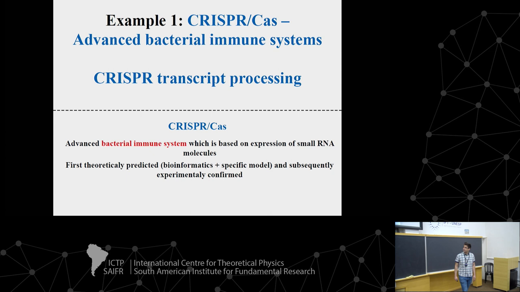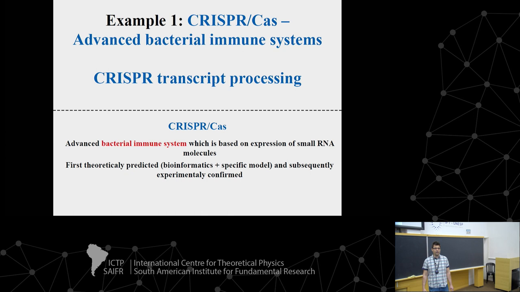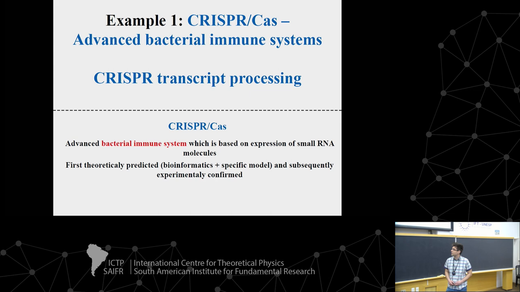Okay. So in other words, CRISPR-Cas is an advanced bacterial immune system which is based on expression of small RNA molecules. I will explain this in a moment. And in the context of this school, it is interesting to note that this is really an example of this new research cycle in biology. This system's function was theoretically predicted first, and only subsequently experimentally confirmed. It was bioinformatically predicted by Koonin and Makarova from NIH. And it was not only a bioinformatic result, there was also a specific model behind that. And it worked. What they predicted really turned out to be the function of this system, that it's indeed a bacterial immune system.